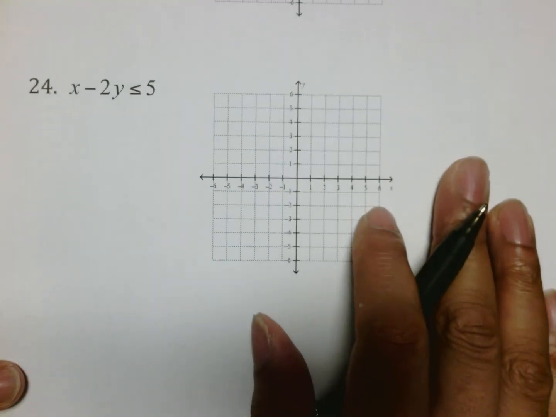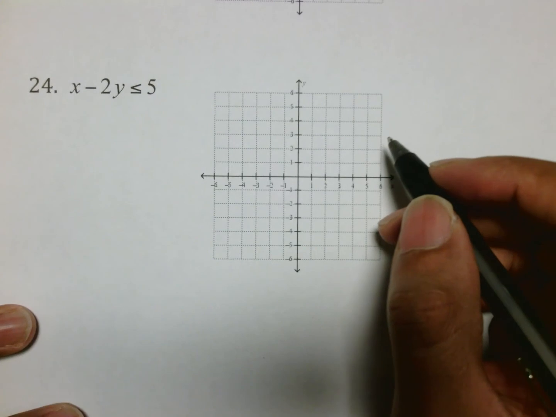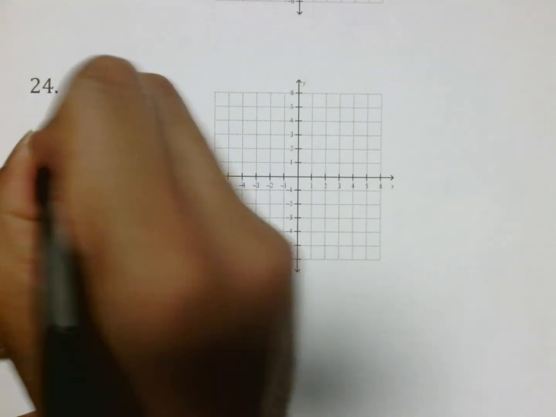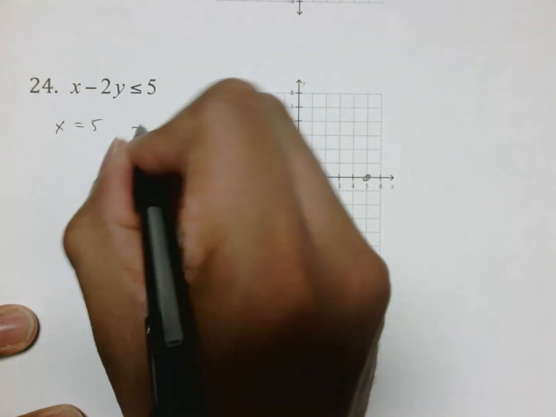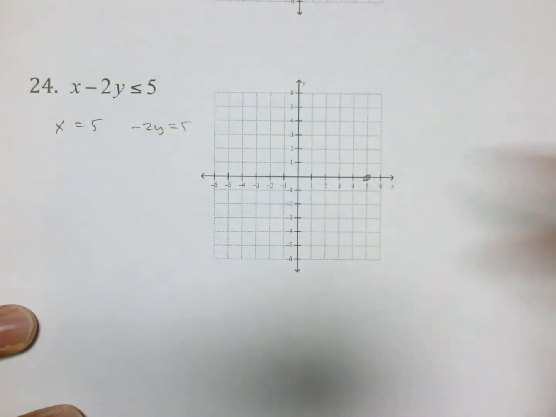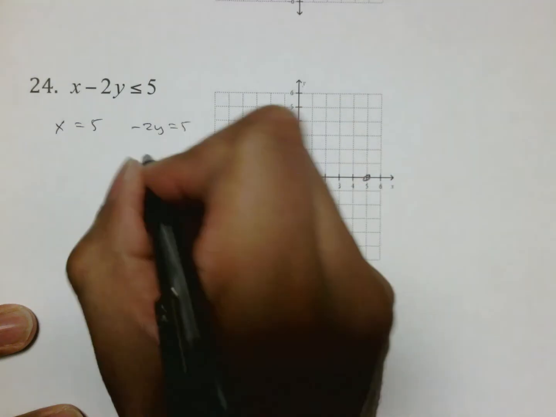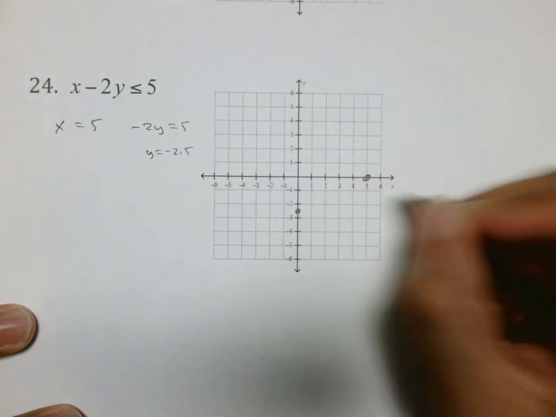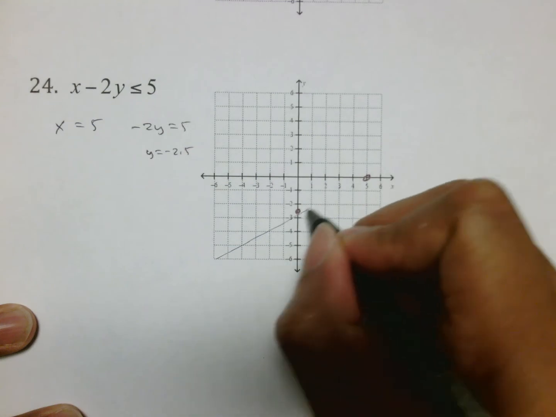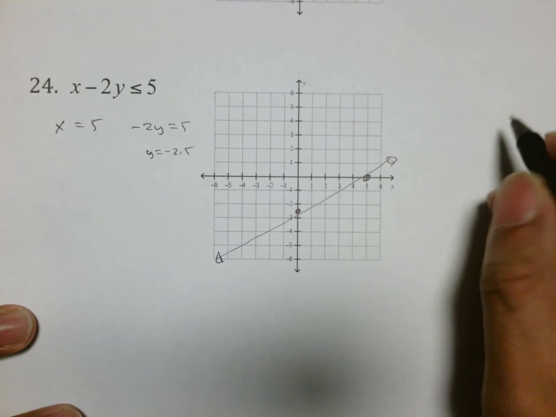24. x minus 2y less than or equal to 5. Yes, I did it to you. Ignoring y, you get x is equal to 5, which is good because that's over here. Ignoring x, though, you get negative 2y equals 5, which, if you think about it, 5 divided by negative 2 is negative 2.5, which means you go down 2 and about a half. Again, that's just something you got to keep in mind, that there are decimals and fractions in math. But again, that right there is the graph that you would use.